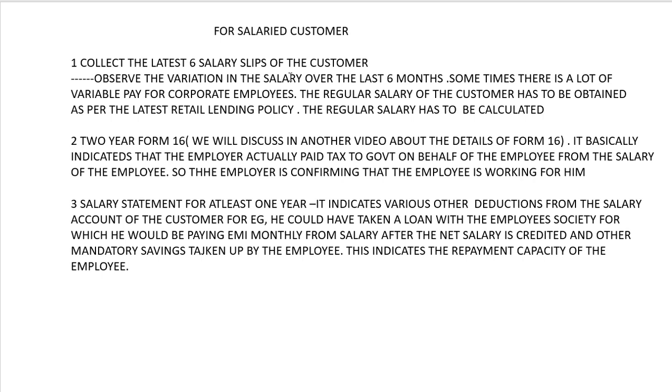Of course, in his salary slips, what we will have to observe is that whenever salary slips are given, we will be collecting 6 months. The reason is that we will be observing his salary slips for any kind of abnormal payment. For example, in banks, in April we get something called PLI. Whenever we get the PLI, that month's salary slip will have a lot of difference from the previous month, and we cannot consider that PLI amount for sanctioning the housing loan, because that PLI amount will not be paid every month. That is a one-time payment.